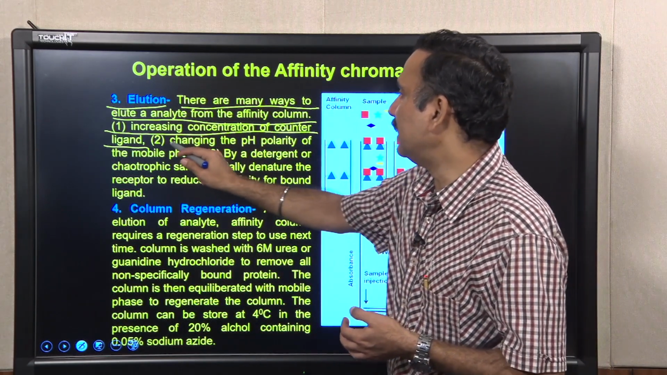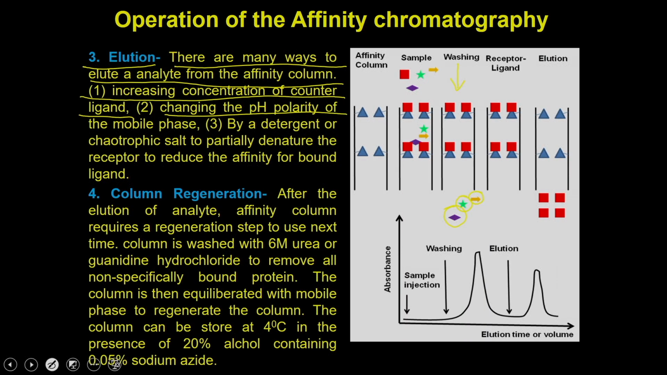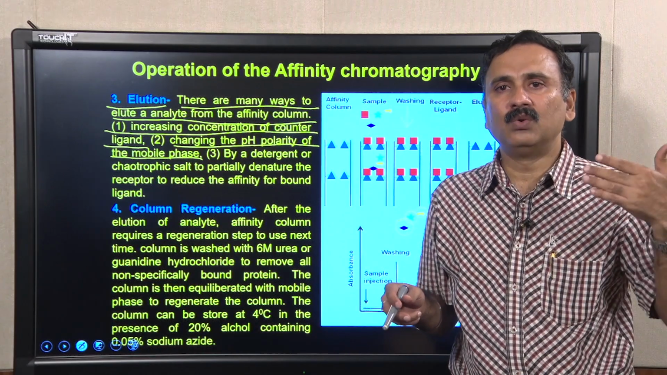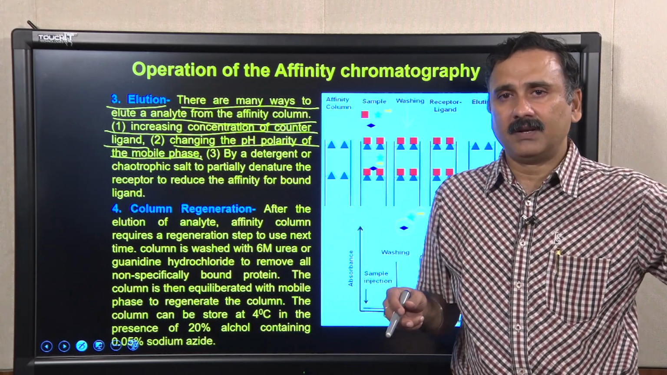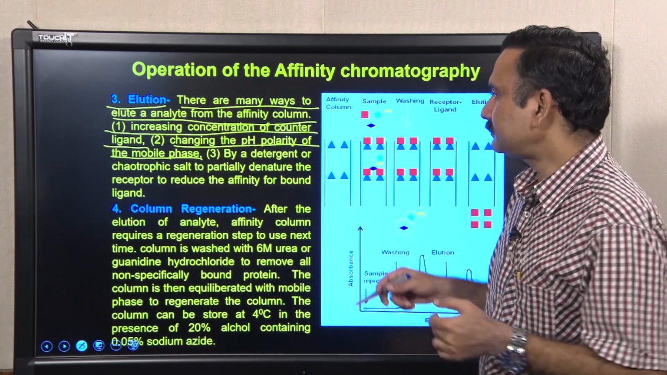The second is you can change the pH or the polarity of the mobile phase. If you do so, you are going to disrupt the salt bridge interactions, hydrogen bonding and van der Waals interactions, and that is how it is also going to affect the interaction, or the affinity, of the receptor to the ligands.